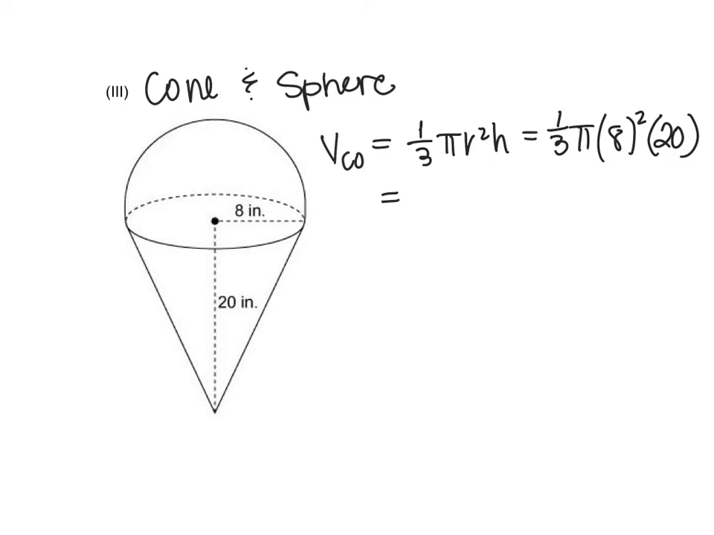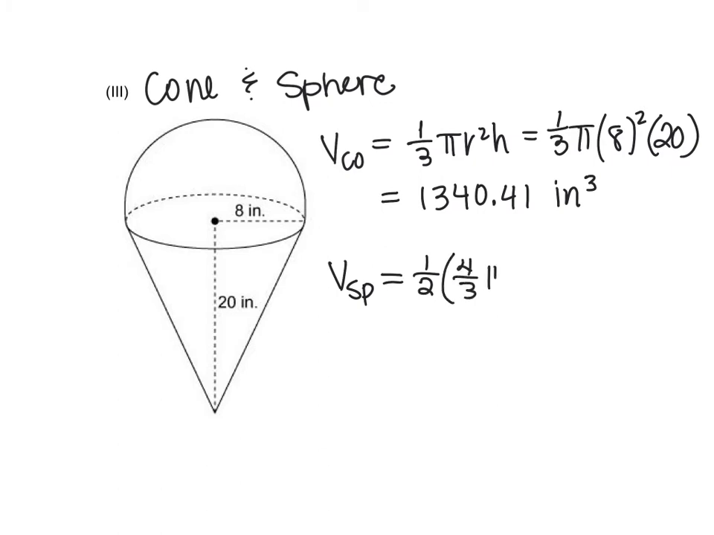and the volume of our cone is 1,340.41 inches cubed. Next, we have the volume of our sphere, and it doesn't look to be an entire sphere, it looks to be half a sphere, so a hemisphere. So from our notes, the volume of a sphere is 4/3 pi r cubed, but then I want to only half that. So it's 1/2 times 4/3 pi r cubed.